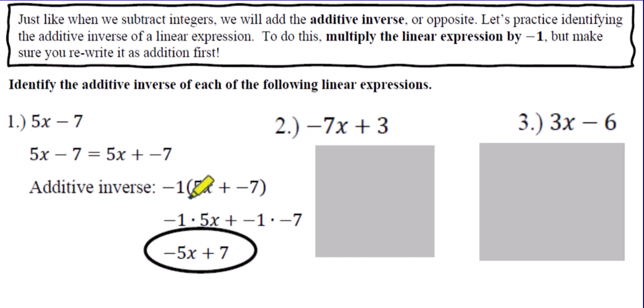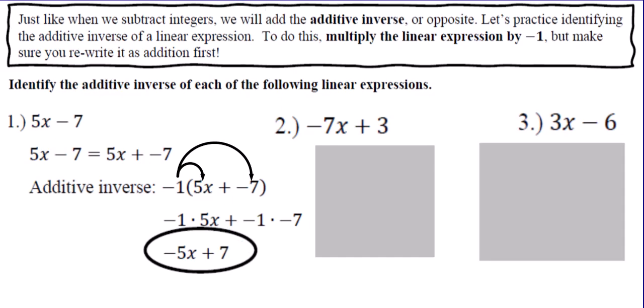Now you're probably going to get to the point where you don't have to show all of this work for the additive inverse. In fact, we'll skip a lot of it as we get into our practice. But if I take -1 times 5x, that's going to get me -5x. If I take -1 times -7, that's going to get us +7. So the additive inverse of 5x plus -7 is -5x plus a +7. We're basically making each term its opposite.